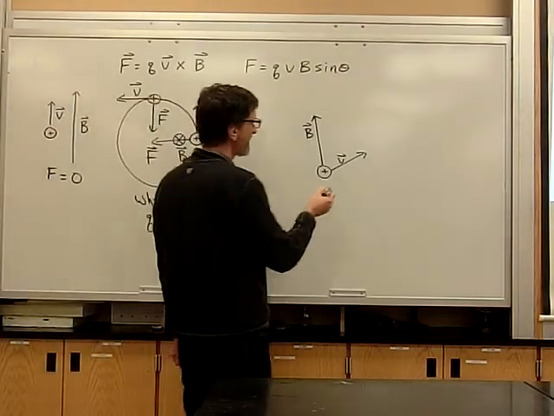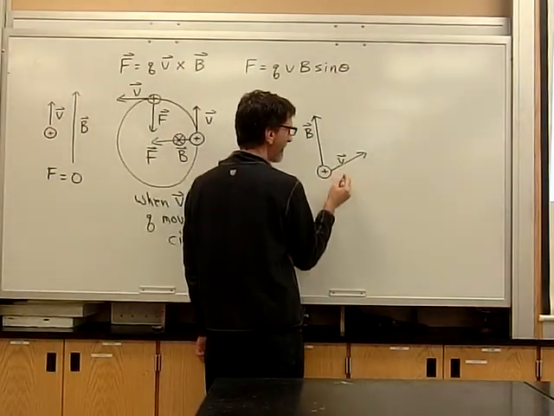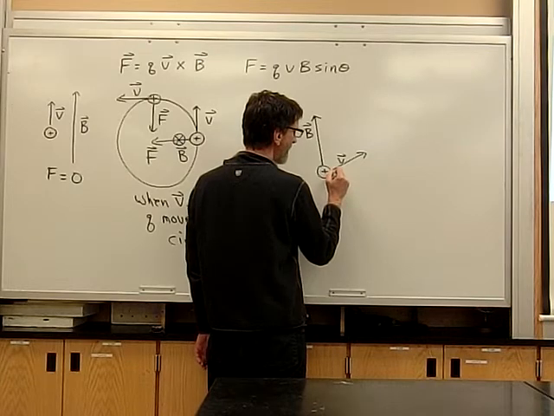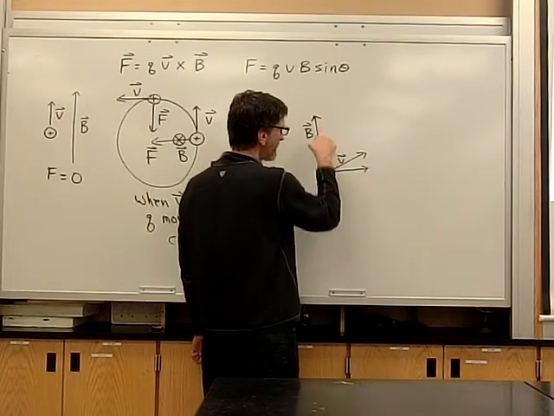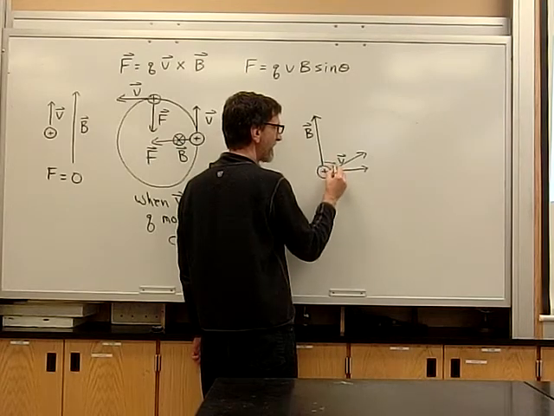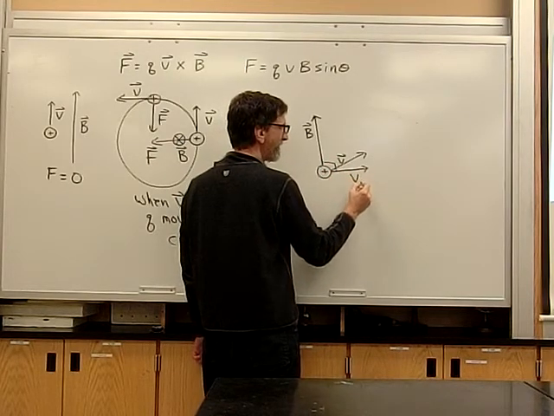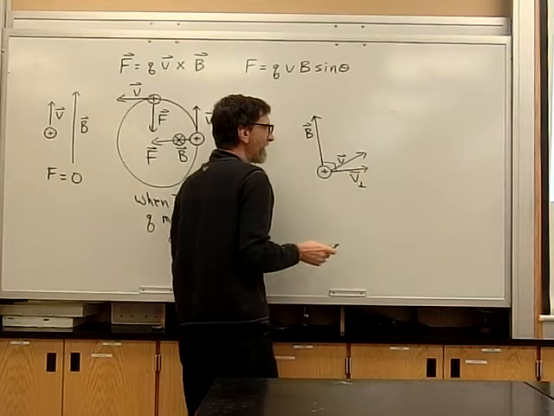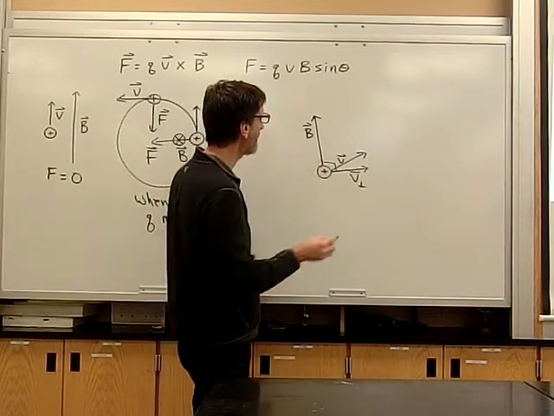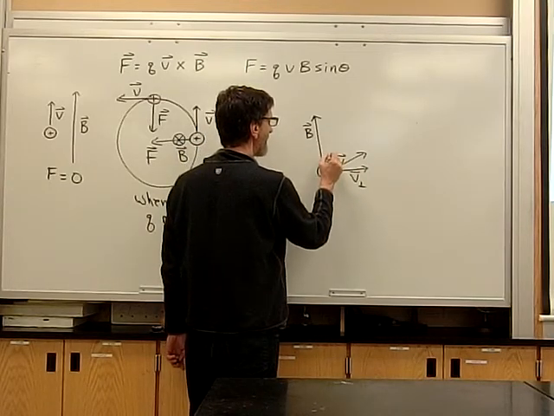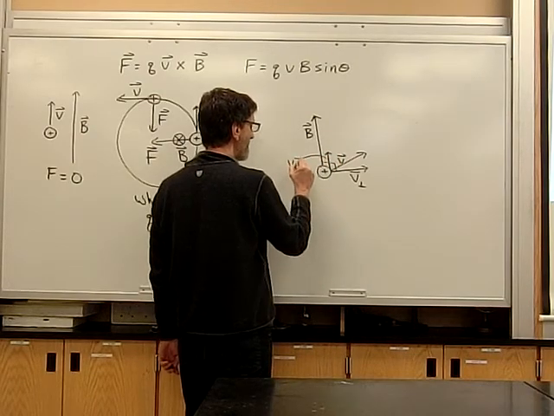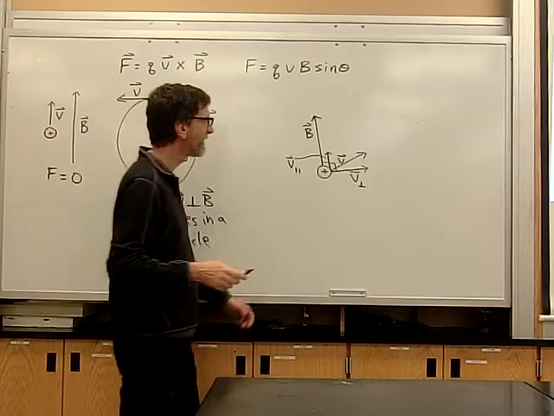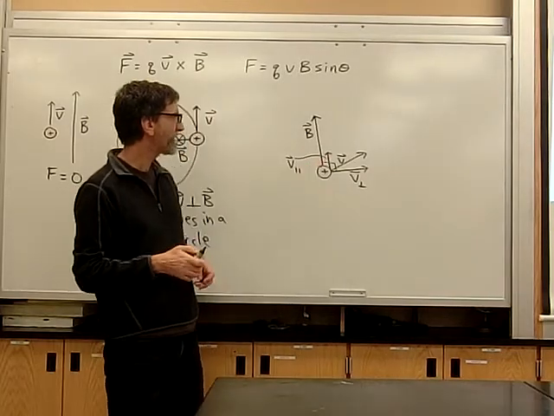To figure out what's going to happen, break the velocity vector into components. One component of the velocity vector is perpendicular to the magnetic field. So this is a right angle, and I'll label that V perpendicular. Another component of the velocity is parallel to the magnetic field. I'll draw that like this, and I'm labeling that V parallel, two parallel lines. Okay, so I broke the velocity into components.